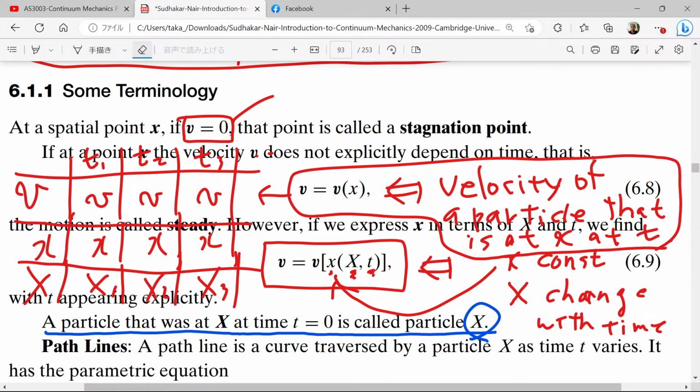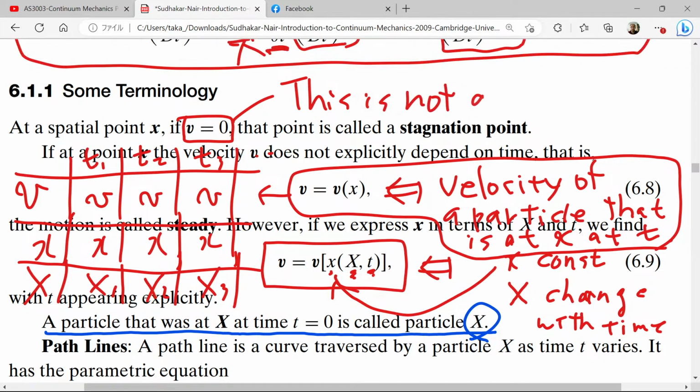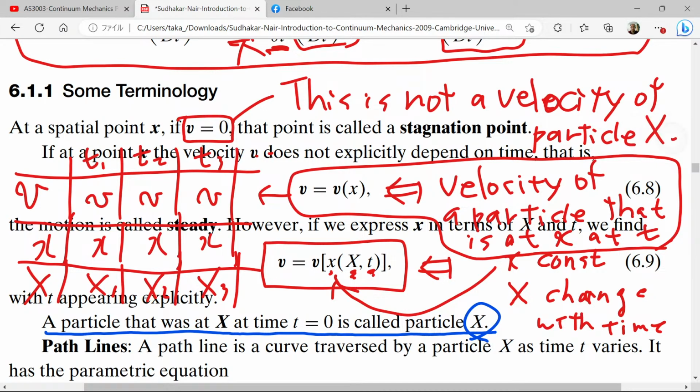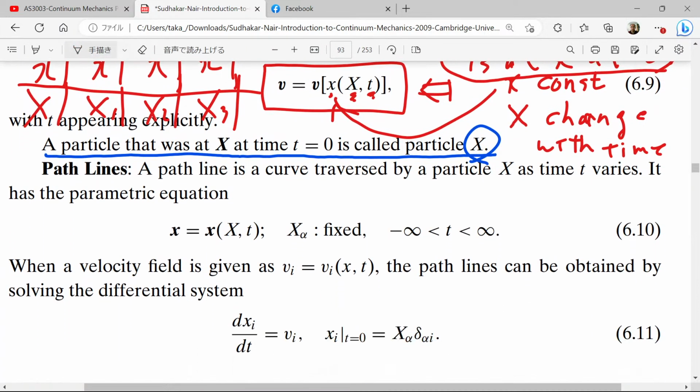Let me see. I think this is not a velocity of particle large x. Anyway, stagnation point. This is stagnation point. Path line.